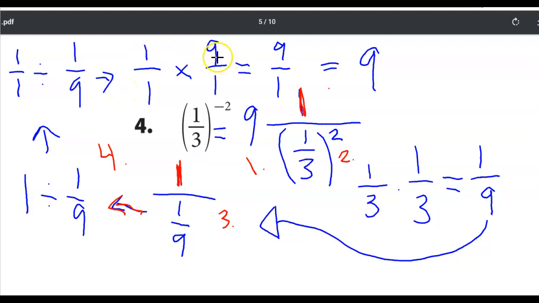1 times 9 gave me 9. 1 times 1 gave me 1. 9 divided by 1 is 9. Okay, so that was my final step, just dividing my fractions. All right.